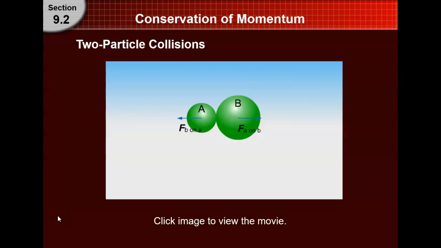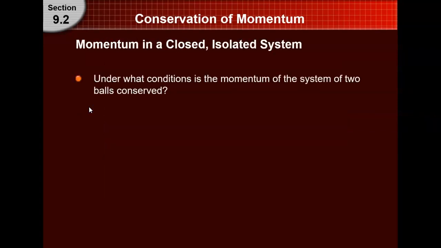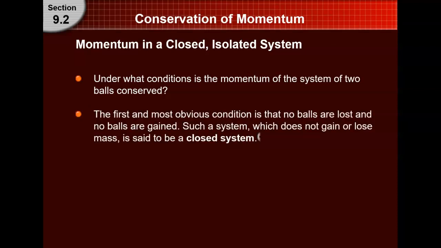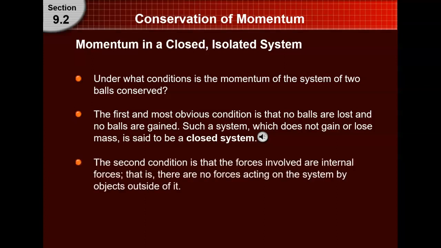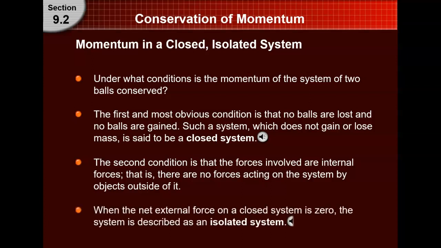Okay, let's go back to these two little pictures of the two objects making contact with each other. We're going to look at under which conditions the momentum of the system of the two balls is conserved. They don't gain any objects, so it's a closed system. Nothing is being added or taken away from it. And there's no net forces acting on any of the objects. There's one ball hitting the other one, exerting a force on the other one.